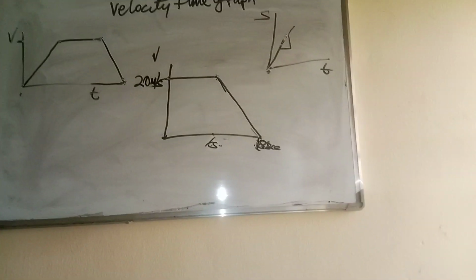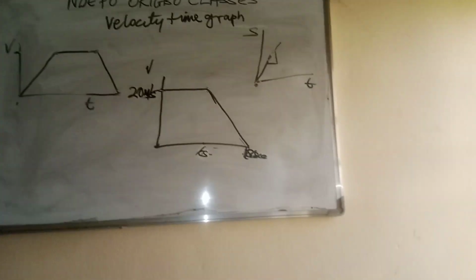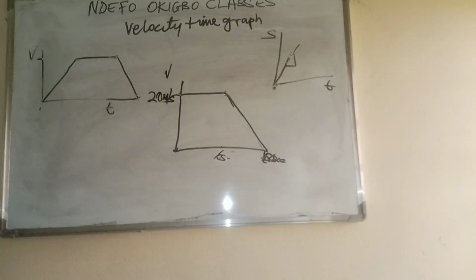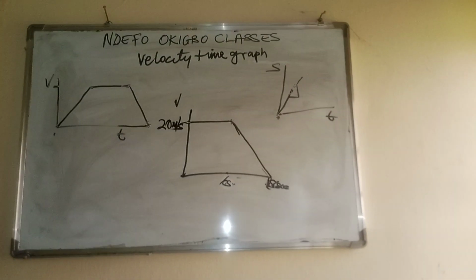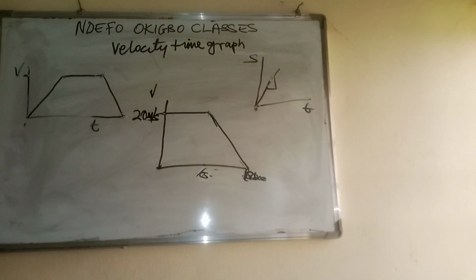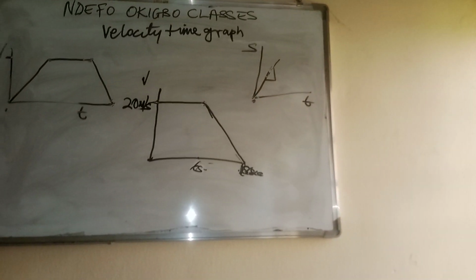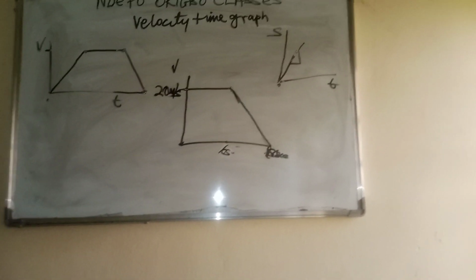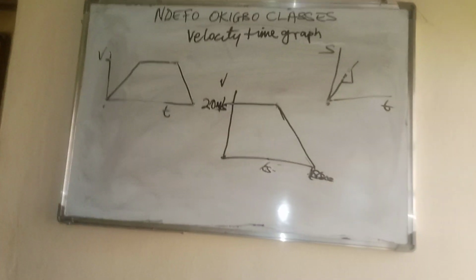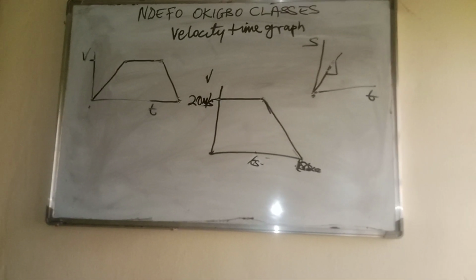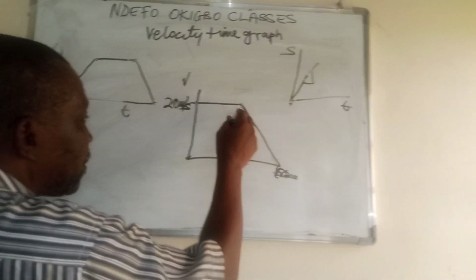Now, let's see what the question says. The question says, with a constant retardation, draw a velocity time graph of the motion. We have just drawn it on the board. It said again, calculate the retardation and the distance traveled by the vehicle. Simple. The retardation is the velocity divided by time, though it is negative. Velocity here is 20 meters per second. Time is 12.